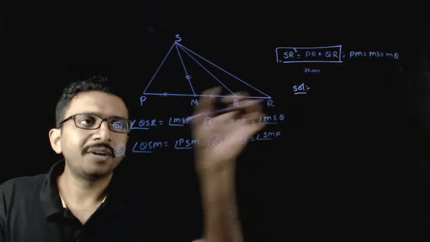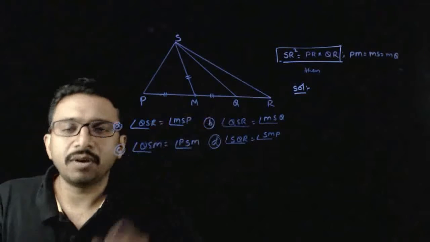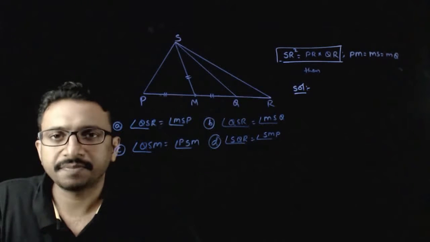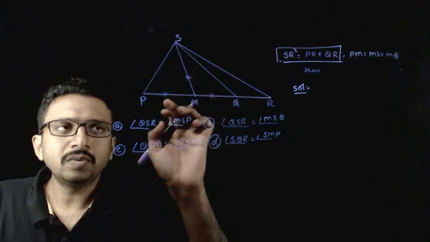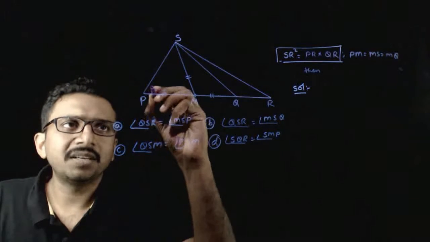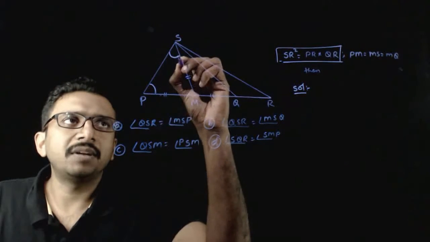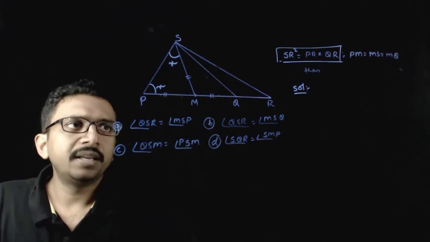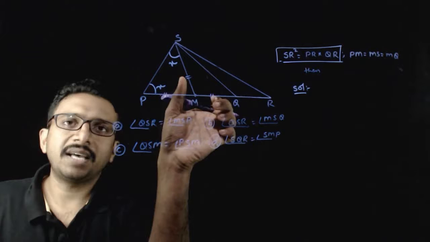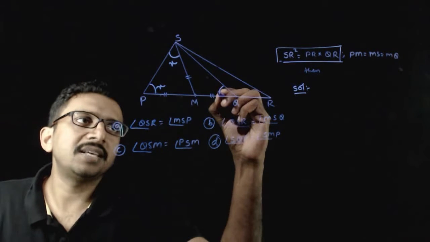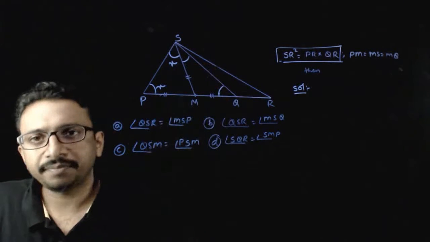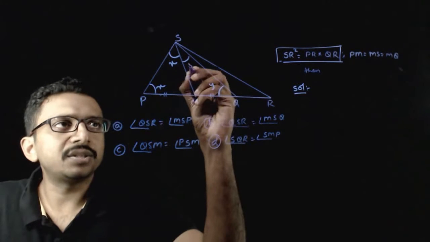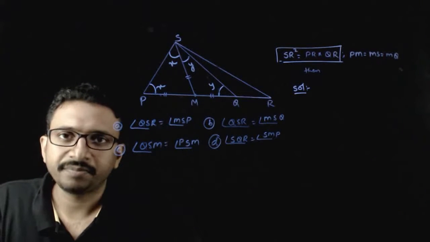Now let us first look at this statement. What is the meaning of PM is equal to MS is equal to MQ in terms of angles? If these two sides are equal, that means these two angles are equal. So if this is X, this is also equal to X. Next, if these two sides are equal, these two angles are equal. That is, if this is Y, this is also equal to Y.